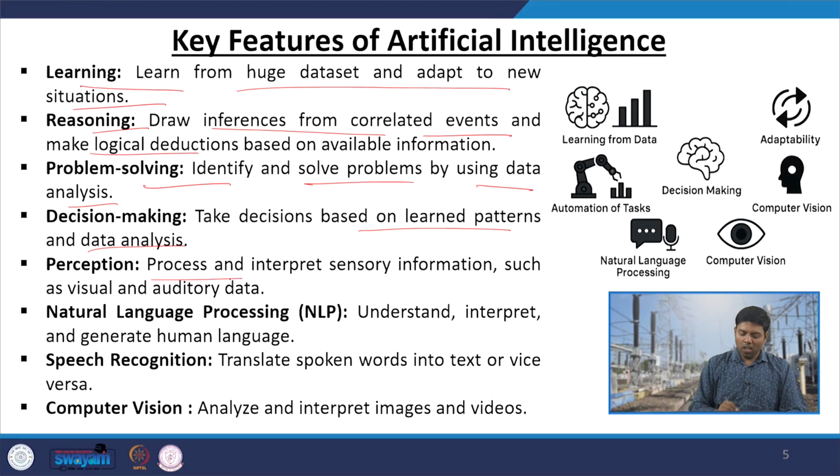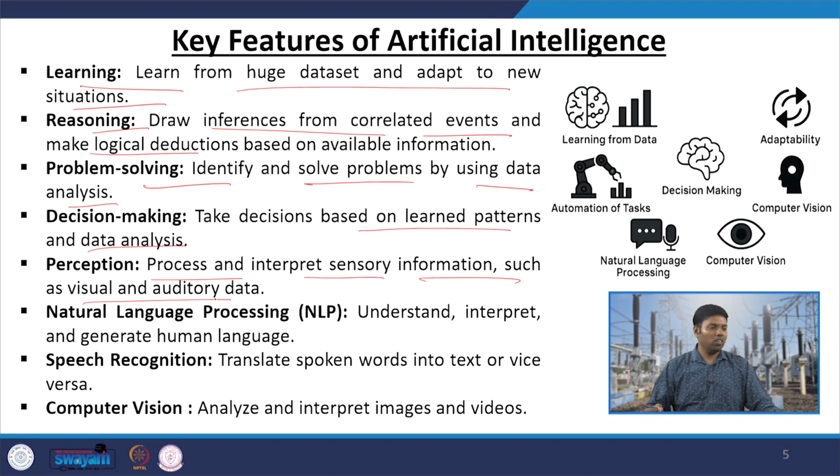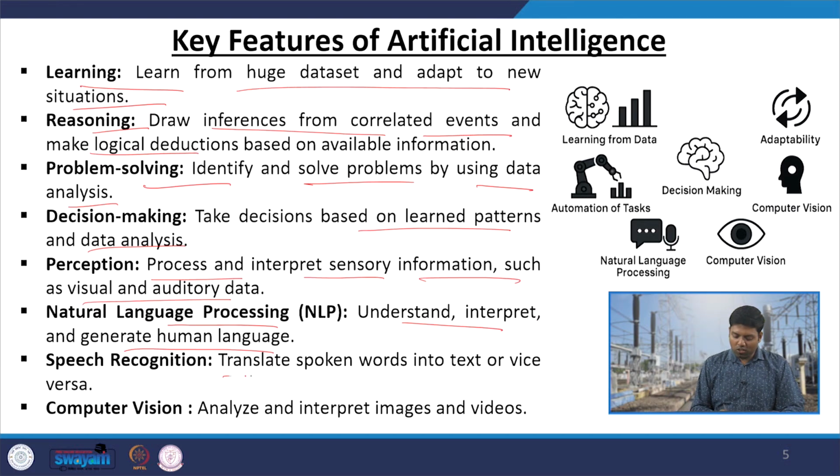Then perception: process and interpret sensory information such as visual and auditory data. You can give it visual data also. Then natural language processing: understand, interpret and generate human language. That means if a power system operator says something to the AI tool, that also can be recognized, if you have given that speech recognizing capability to the AI system. Then it can translate the words into text and vice versa.